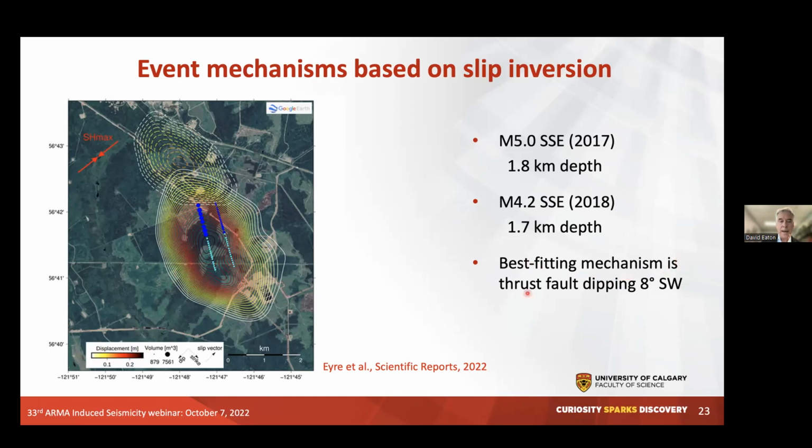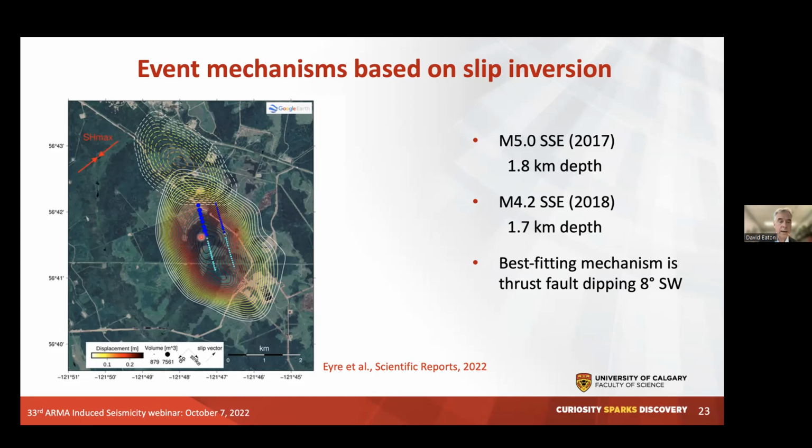The best fitting mechanism for the ground displacement patterns is a shallow dipping thrust fault dipping at 8 degrees to the southwest. That thrust fault is not at the same depth as the wells, but it intersects the build part of the wells at approximately the location where the casing deformation occurred, and predicts 5 to 10 centimeters of slip at the well by casing deformation. You can also see that the point of initiation of rupture is very close to the final stage that was completed during this hydraulic fracturing.